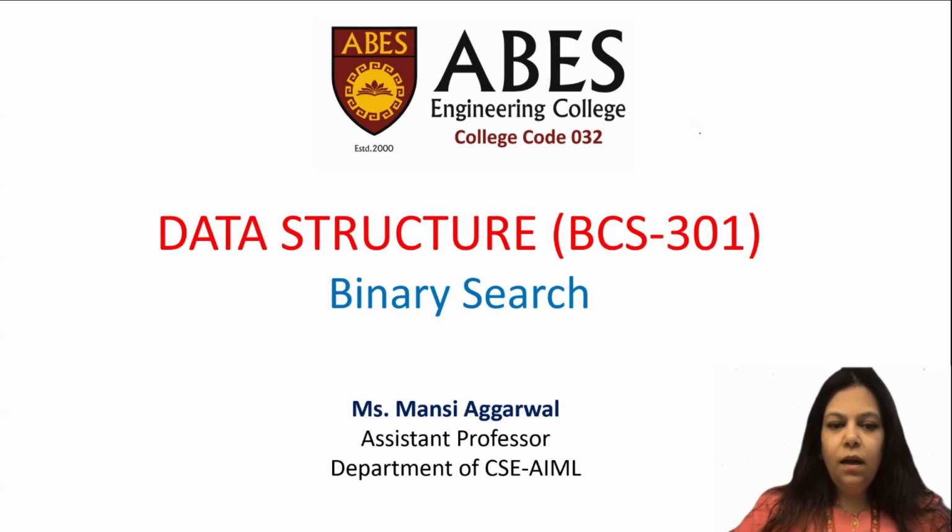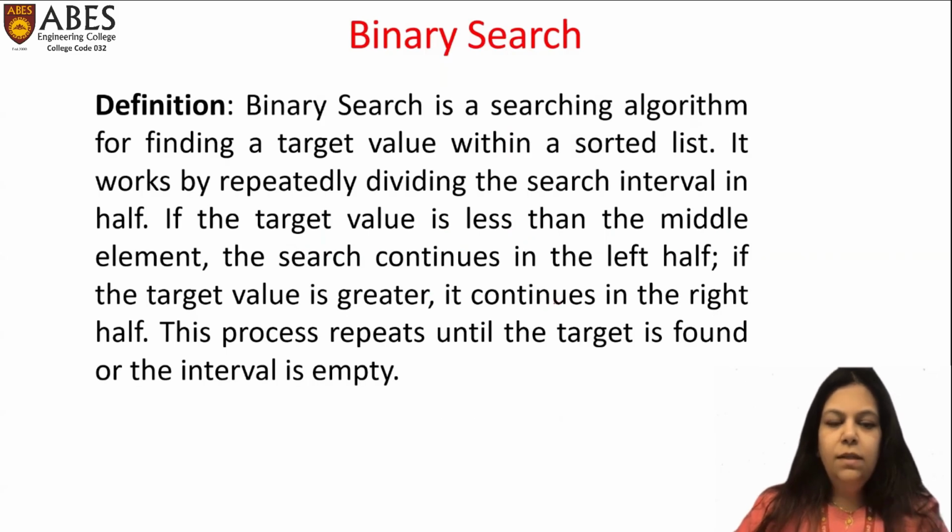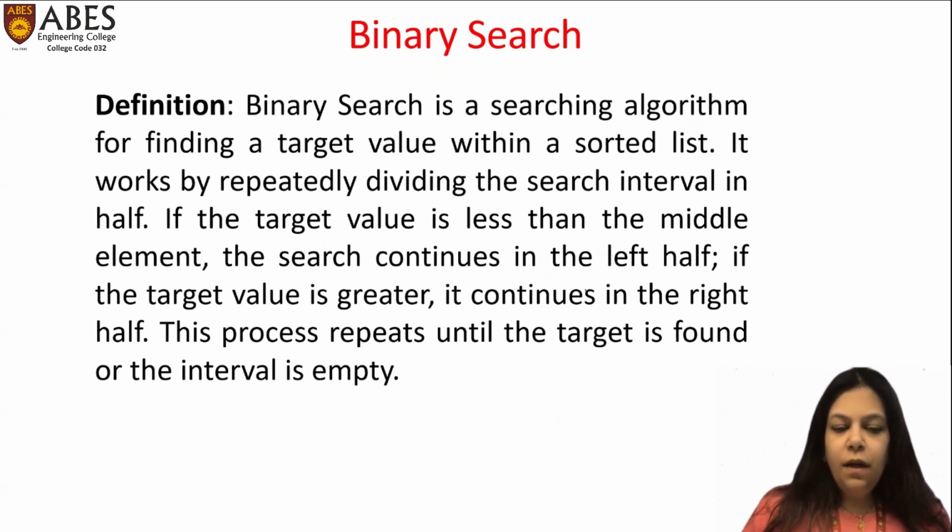Today we will be discussing our next topic of data structure, that is binary search algorithm. Binary search is a searching algorithm for finding a target value within a sorted list. It works by repeatedly dividing the search interval in half. If the target value is less than the middle element, the search continues in the left half. And if the target value is greater than the middle element, then it continues in the right half. This process repeats until the target is found or the interval is empty.